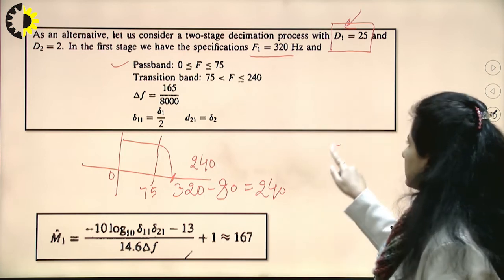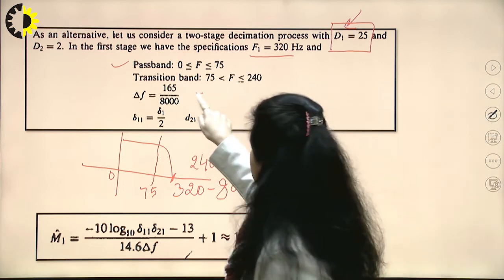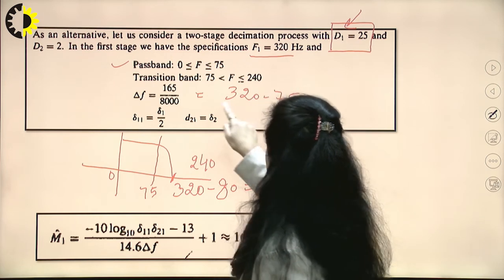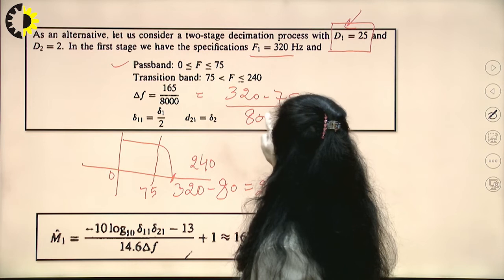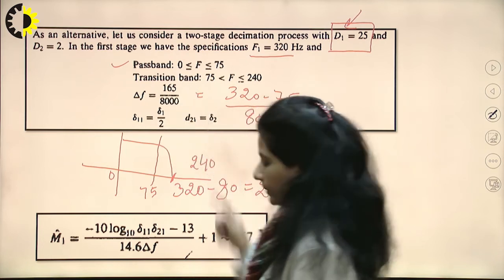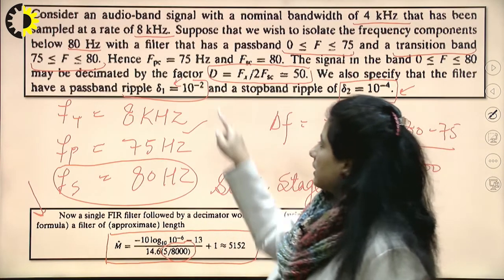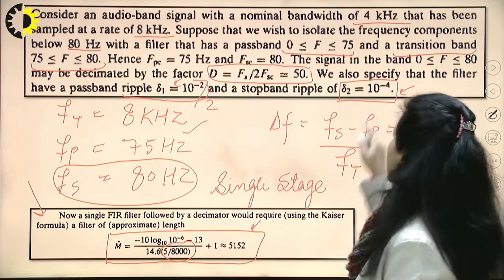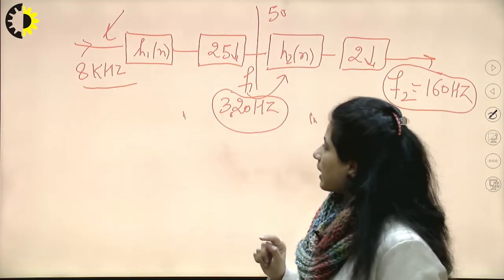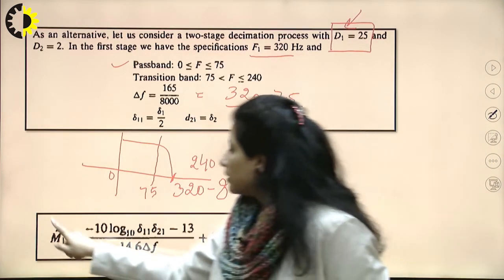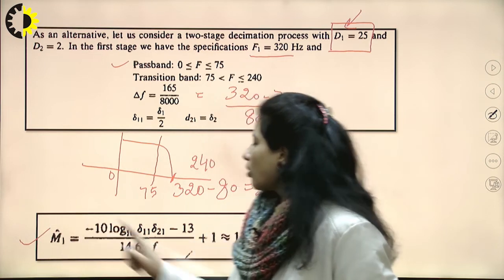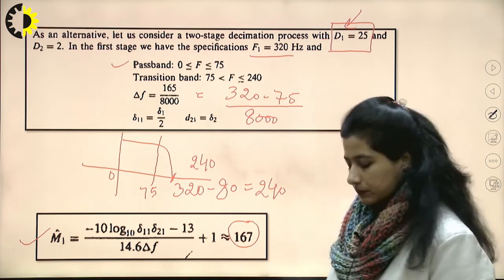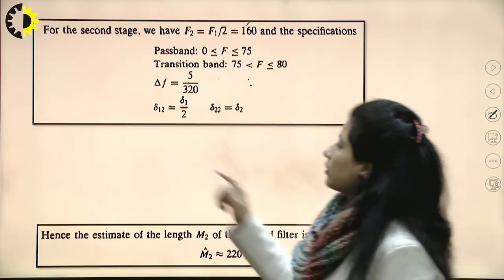So I need to calculate delta F. Delta F is 320 minus 75, divided by the total input frequency, which is 8 kilohertz. For the passband ripple, I know it has to be divided by 2 for the first stage, and also for the second stage, and the stop band ripple would remain the same. Substituting these values into this formula, I can calculate the order for the first stage, which comes to approximately 167. The same process would be repeated for the second stage.